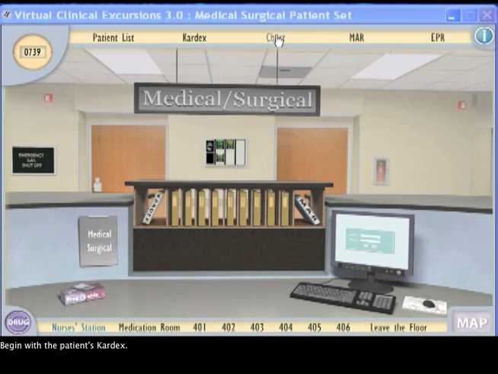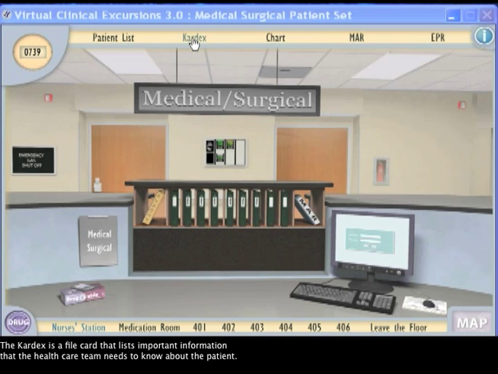Begin with the patient's cardex. The cardex is not part of the patient's chart. It is found in the nurse's station. The cardex is a file card that lists important information that the healthcare team needs to know about the patient. You may also find computerized cardex in many facilities.